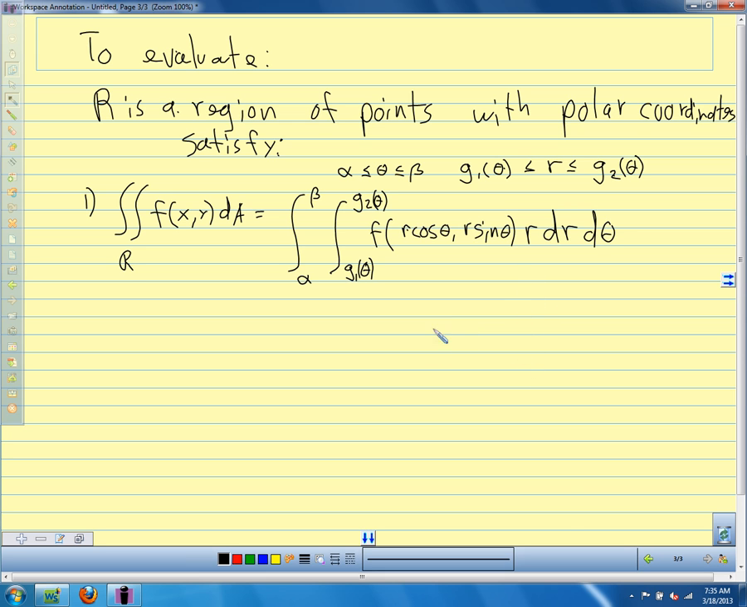So our region here is going to look something like this. Our theta varies between two set values, and our radius is some function of theta. So this would be a radially simple region, and you'll sometimes see this called R simple also.